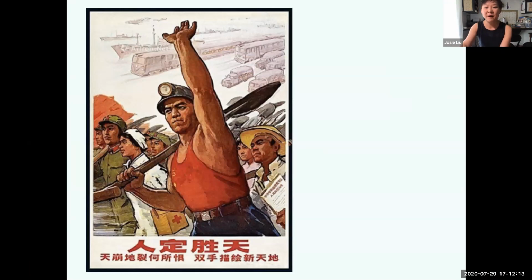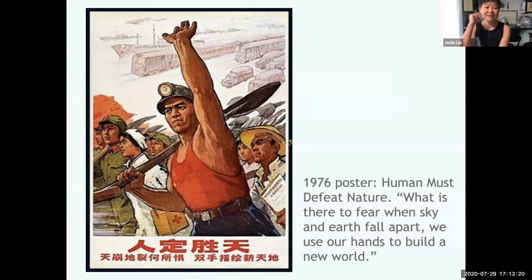So this is a Mao era poster, and the big character there basically says, human must defeat nature. So it is like a Mao Zedong era slogan. And the smaller character says, what is there to fear when sky and earth fall apart? We use our hands to build a new world. So this really describes the kind of mindset of the Mao Zedong era, including the Cultural Revolution.